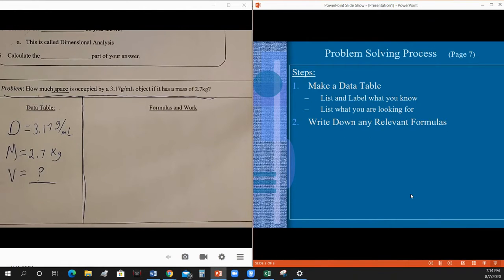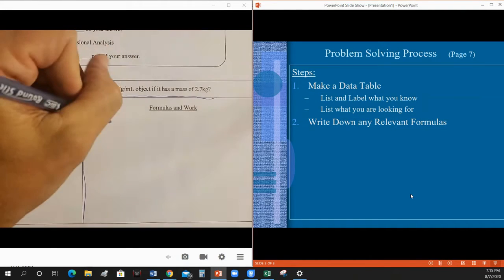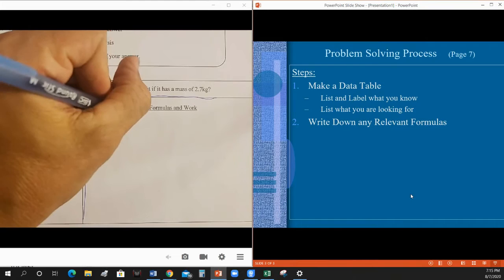Okay, so after we've made the data table, now we want to think about, okay, do I know any formulas or anything that I can use to help solve this problem? Now, as of now, we don't know a whole lot of formulas, so this is probably easy to figure out. So take a look at the kind of information we know. We know density, mass, and volume. Do we know any formulas that have density, mass, and volume in them?